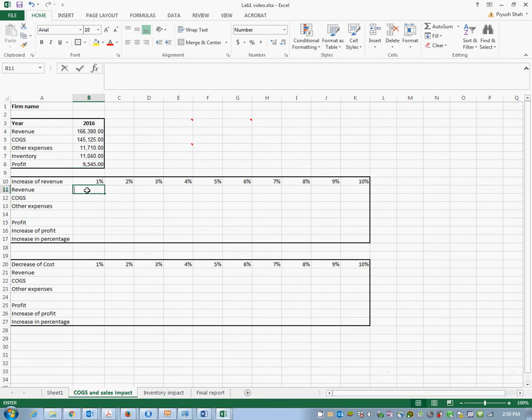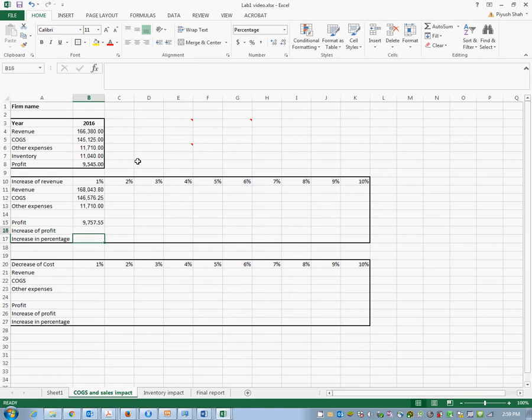So 1% increase of revenue. So the new revenue is the old revenue multiplied by 1 plus 1%. So that's the new revenue here. The new COGS will also increase by 1%. So COGS multiplied by 1 plus 1%. Right? And other expense will remain exactly as it is. It doesn't change. So the new profit is equal to revenue minus COGS minus other expenses, which is 9,757.